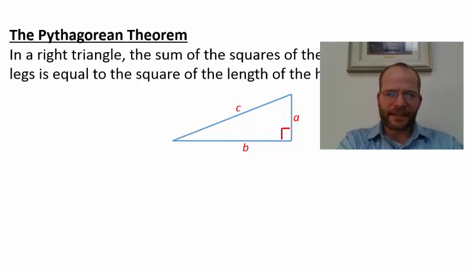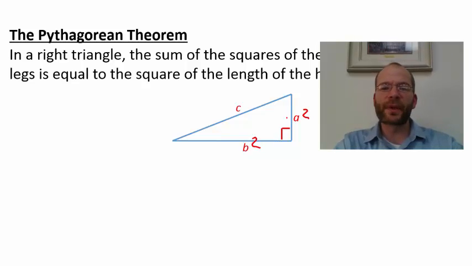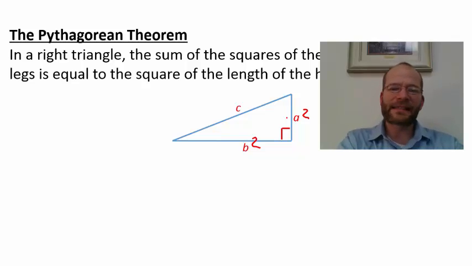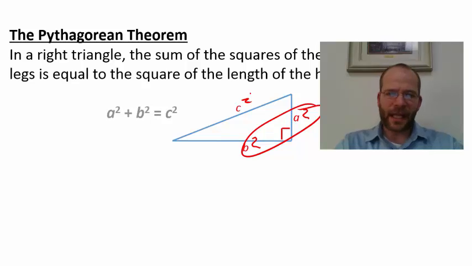It says that if I take and square B and square A and add those two squares together, that sum will be equal to the square of C. A squared plus B squared equals C squared. Let's take a look at the proof.